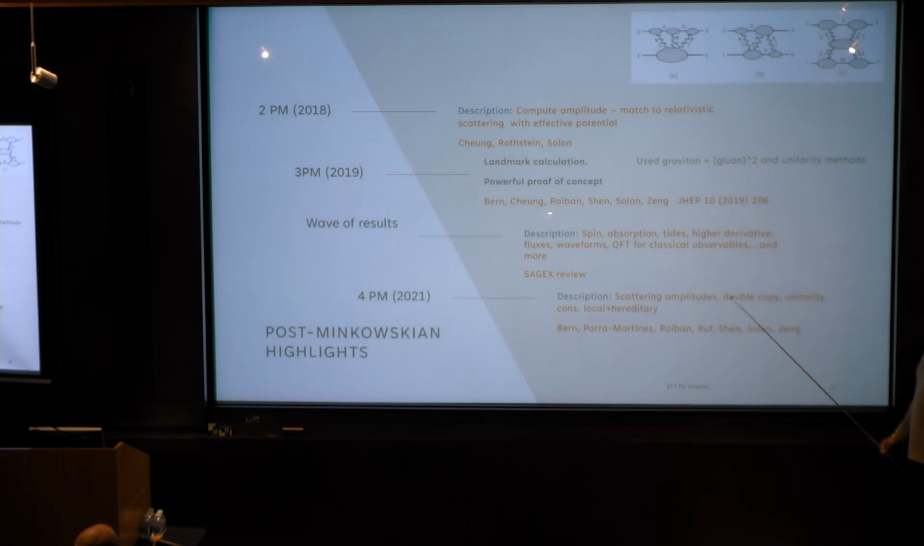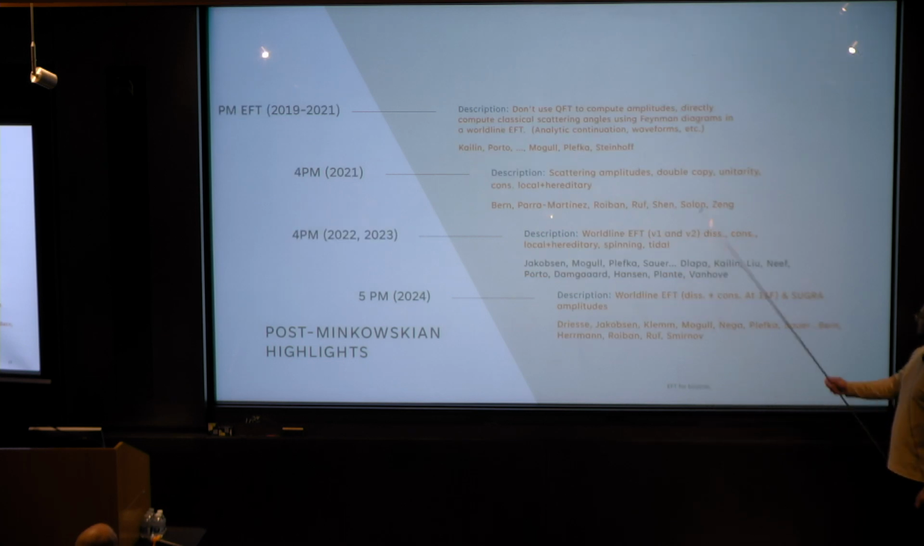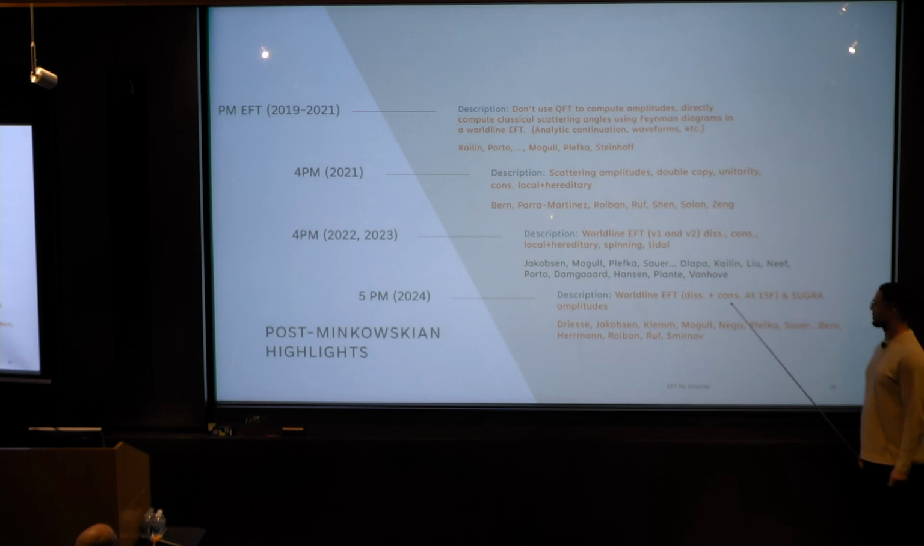I can't cover all of the results that followed in the couple of years after that, but everybody got excited, basically. People accounted for spin, absorption, tides, computed waveforms, fluxes, tons of other things, and there's already a review on it in just a couple of years. A very important follow-up to this was the 4PM, so that's now a 3-loop calculation using the same methods. I'm going to fast forward. State of the art is now 5PM. Sorry, partial results at 5PM, so the 4-loop calculations fully relativistically.